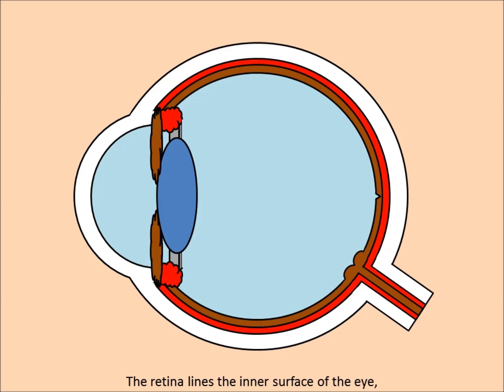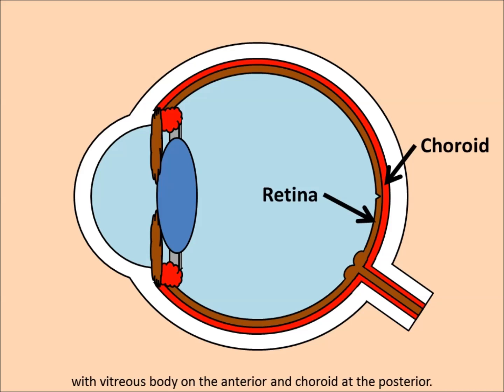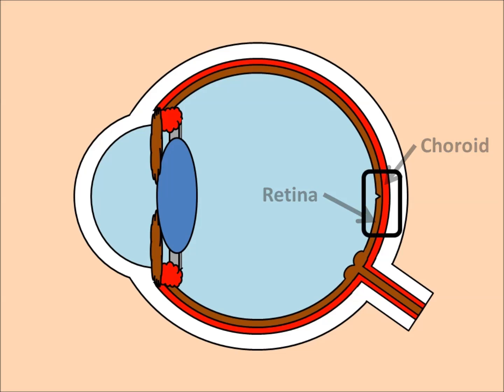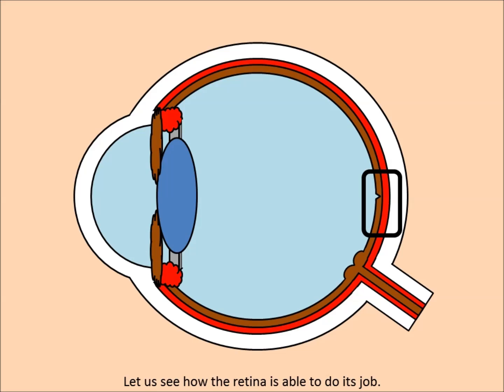The retina lines the inner surface of the eye, with the vitreous body on the anterior and the choroid at the posterior. The retina works like a film in a camera. It converts light energy into neural impulses that are transmitted to the brain. Let us see how the retina is able to do its job.